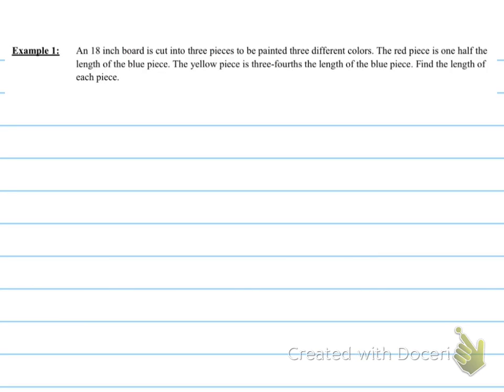Okay, so let's do our first one. An 18-inch board is cut into 3 pieces that we're going to paint 3 different colors. The red piece is half the length of the blue piece, the yellow piece is 3/4 the length of the blue piece, and we want to find the length of each piece. Okay, there are 3 unknowns in this problem. What are they? Yellow, all colors basically. Yeah, so the length of each board.